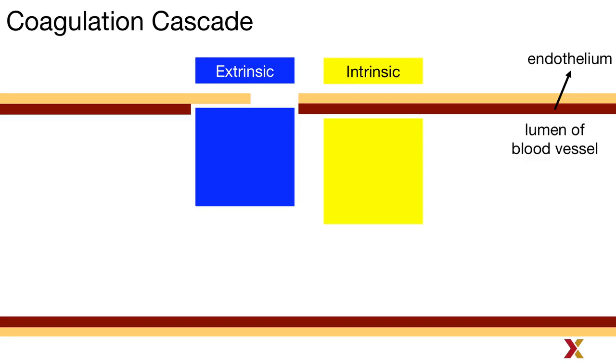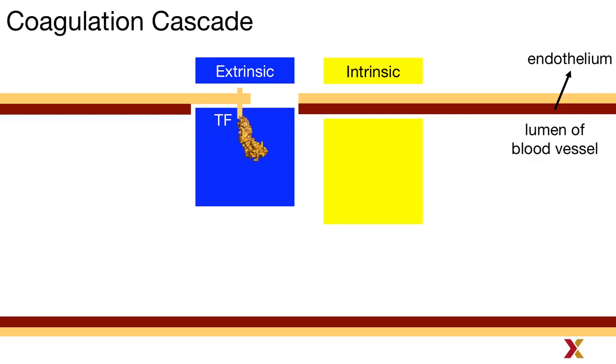The coagulation cascade is divided into two pathways, the extrinsic and intrinsic pathways. The extrinsic pathway is activated first and provides an initial burst of thrombin production and formation of fibrin filaments. The intrinsic pathway activation is initiated by activated platelets and plays a role in the sustained production of fibrin and in the clot maturation. Let's look first at the extrinsic pathway.